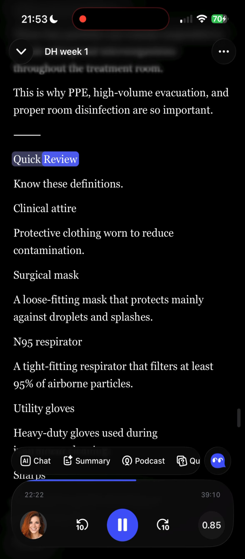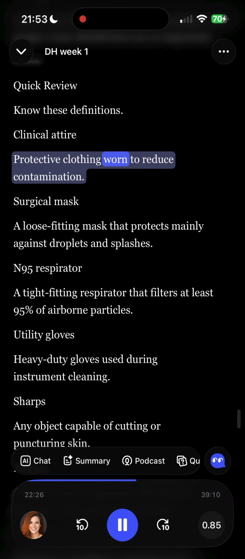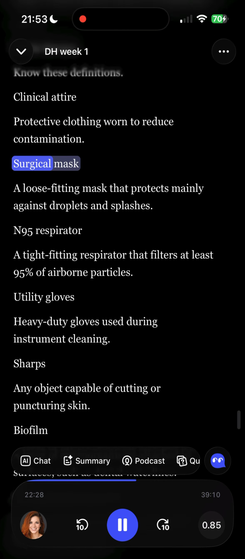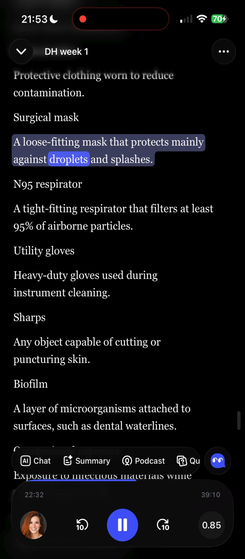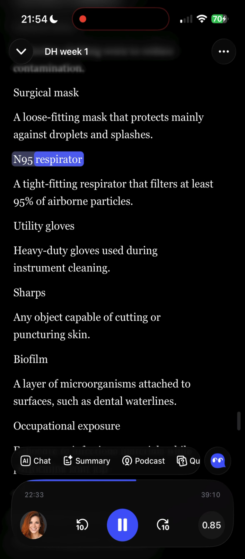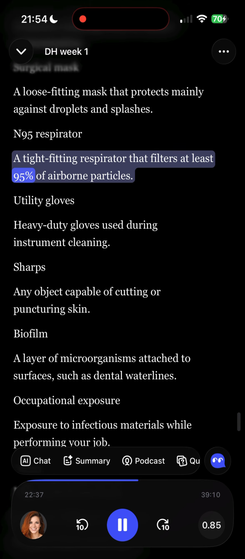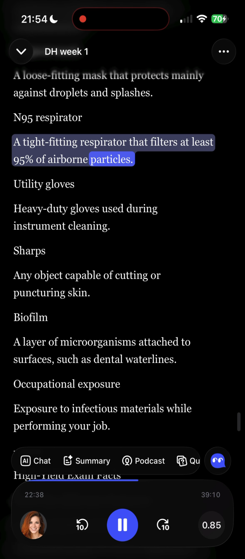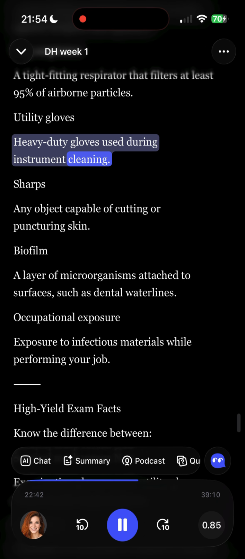Quick review. Know these definitions. Clinical attire: protective clothing worn to reduce contamination. Surgical mask: a loose-fitting mask that protects mainly against droplets and splashes. N95 respirator: a tight-fitting respirator that filters at least 95% of airborne particles. Utility gloves: heavy-duty gloves used during instrument cleaning.